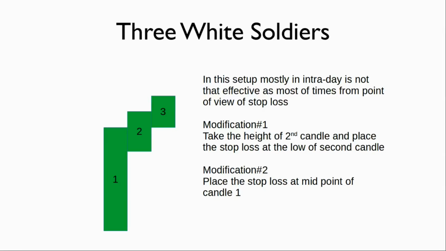If we still think we have a bullish view and we think this is a perfect setup, sometimes you can find these setups going too bullish. So what to do in that case? You will modify your stop loss. You could take the stop loss to the second candle low, or you can divide the first candle height into two parts and take the midpoint of the first candle as the stop loss. So that is one thing we can do.